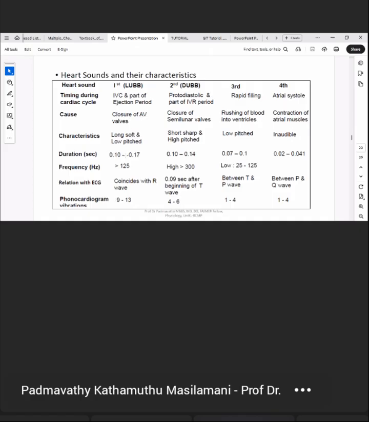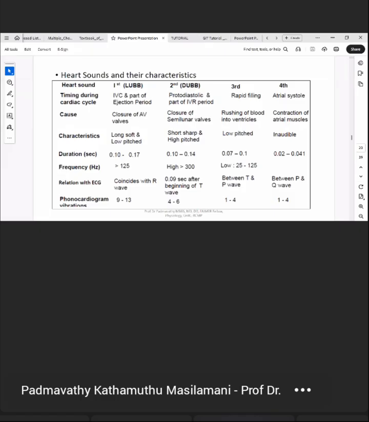So the S1 is high frequency, and the duration is 0.1 to 0.17, and the second one is 0.1 to 0.14. It is shorter. The frequency is highest in the second heart sound, more than the first heart sound. The duration is longer for the first heart sound than the second heart sound. So it corresponds to the period of the closure of the AV valves.